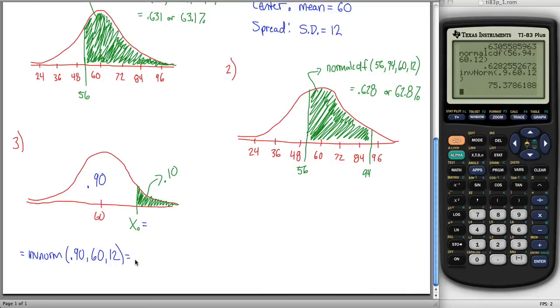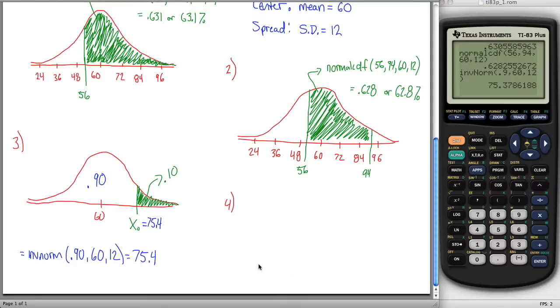In this case, it's 75 point what? 0.4 maybe? So X naught is 75.4 pounds. A dog must weigh 75.4 pounds. Or I guess to answer the question, if a dog weighs more than 75.4 pounds, it's in the top 10% of all dogs in that breed and thus considered overweight.